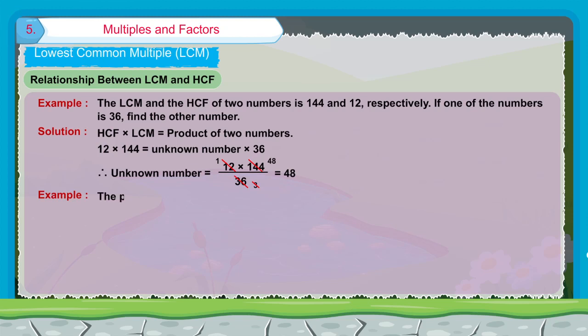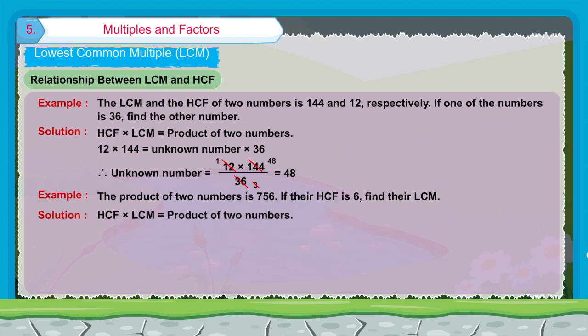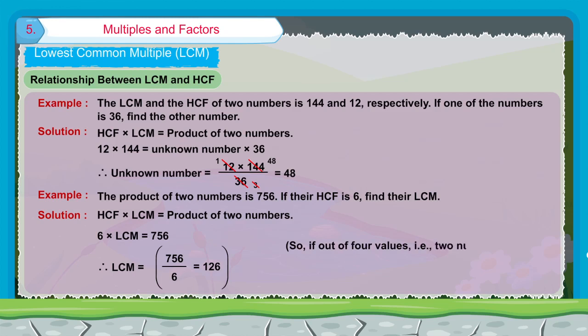Example: the product of two numbers is 756. If their HCF is 6, find their LCM. Solution: HCF into LCM is equal to product of two numbers. 6 into LCM is equal to 756. Therefore, LCM is equal to 756 divided by 6 is equal to 126. So, if out of four values, that is two numbers, LCM and HCF, any three are given to us, the fourth one can be found out.